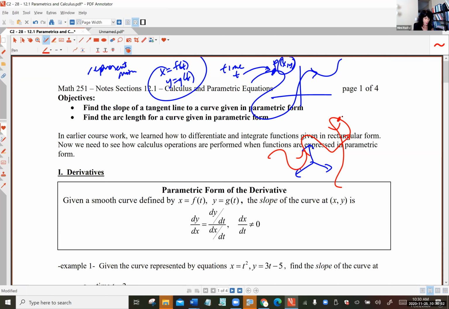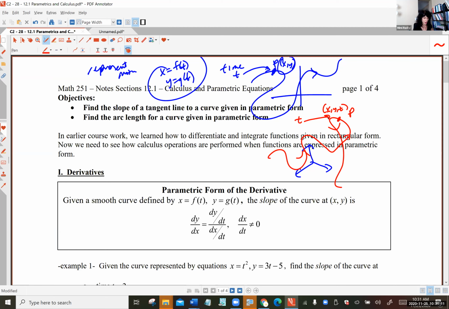So if I picked a point right here in 3D, I would have an ordered triple. I'd have the location given by X, Y, and Z coordinates, but I also have exactly what time it is when the object is passing through that point P. And that makes all the difference. Okay, now we're going to do calculus.